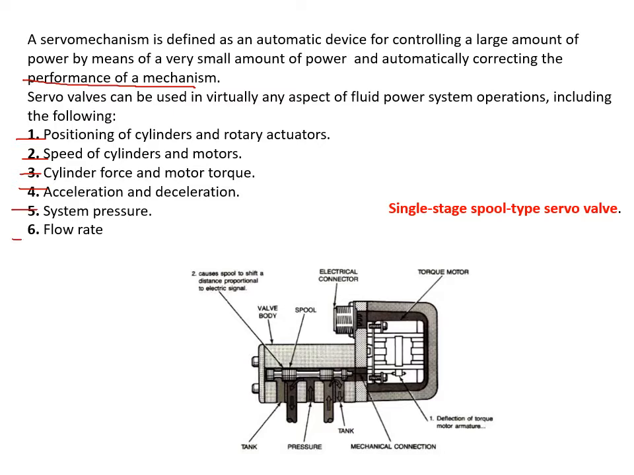So here is a detailed diagram of a servo valve. You can see there is a movable spool. This is the inlet and outlet for the valve, and here you can see that there is a torque motor. This torque motor is the major operating component of the servo valve. How this torque motor will function, because of which this spool will change its position, we will study in the next diagram.